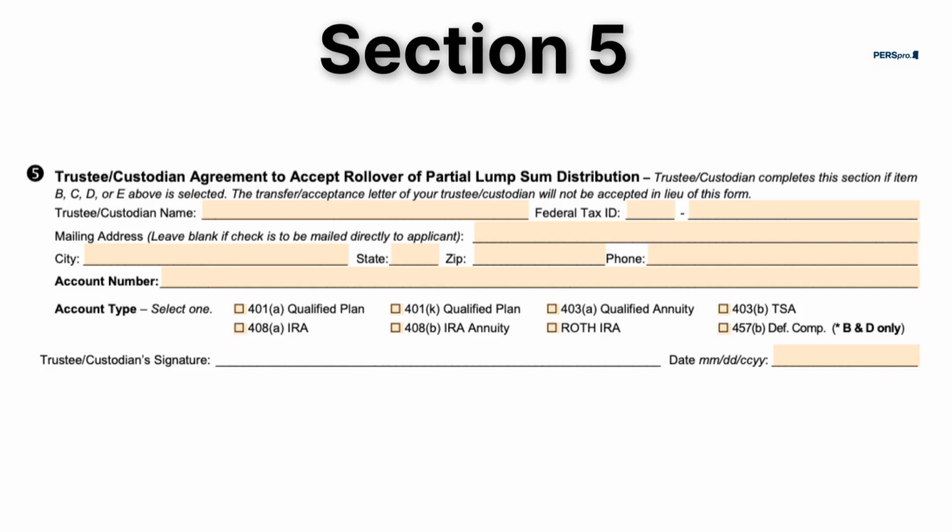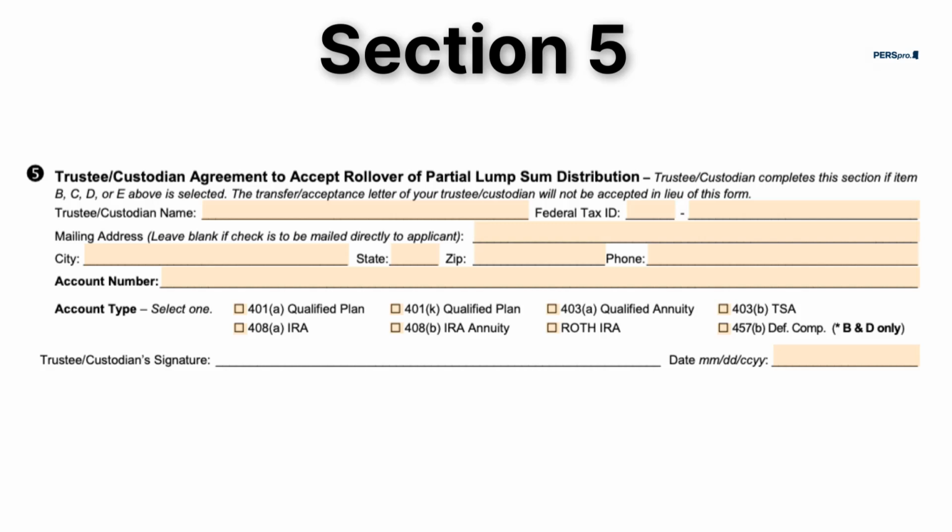An authorized officer of that financial institution must complete this section to legally certify that their plan is an eligible retirement plan capable of accepting a direct rollover from Mississippi PERS plan. They must provide the name of the institutional trustee or custodian, type of account receiving the money, example, traditional IRA or Roth IRA, the account number, the mailing address where PERS should physically send the rollover check, and the authorized representative's signature, title, and date.